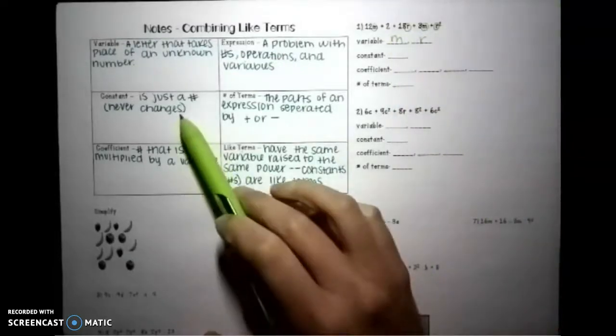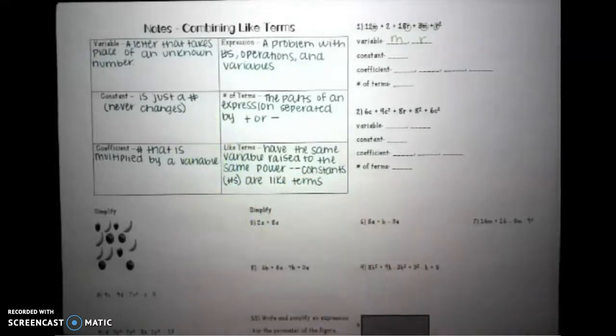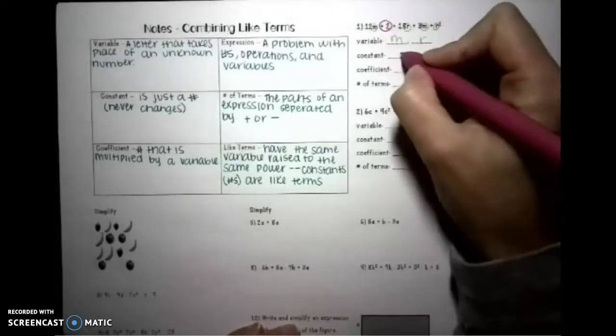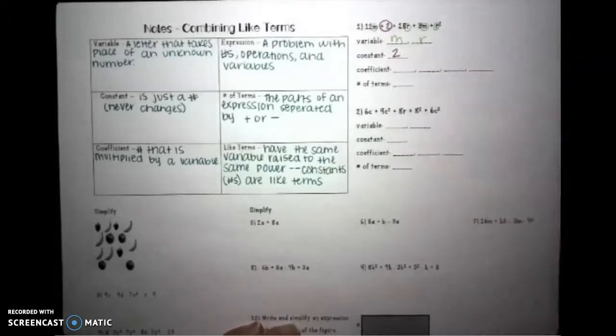A constant is just a number and it never changes. So a number is a number is a number. Okay, so our constant in this is going to be our 2. It is never going to change. 2 is 2 is 2.